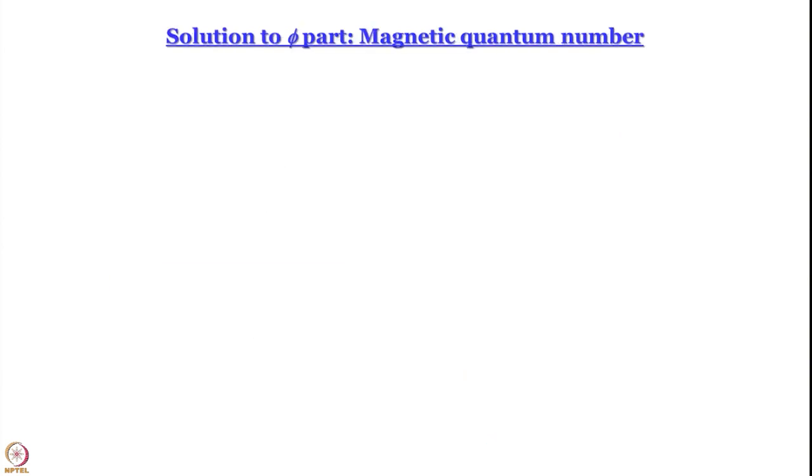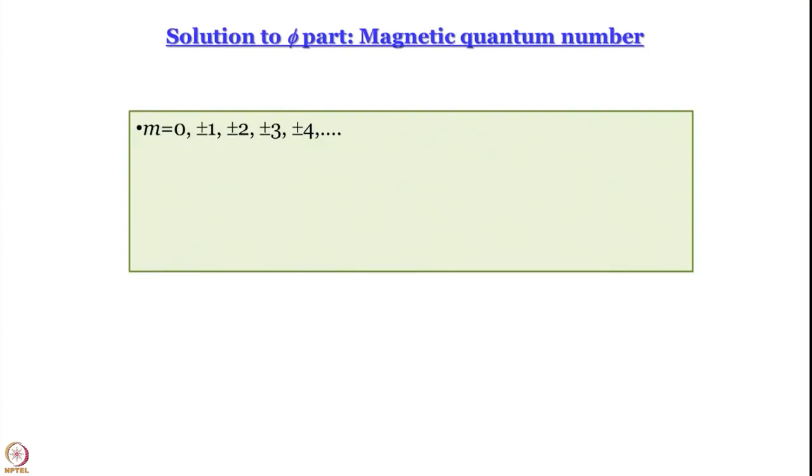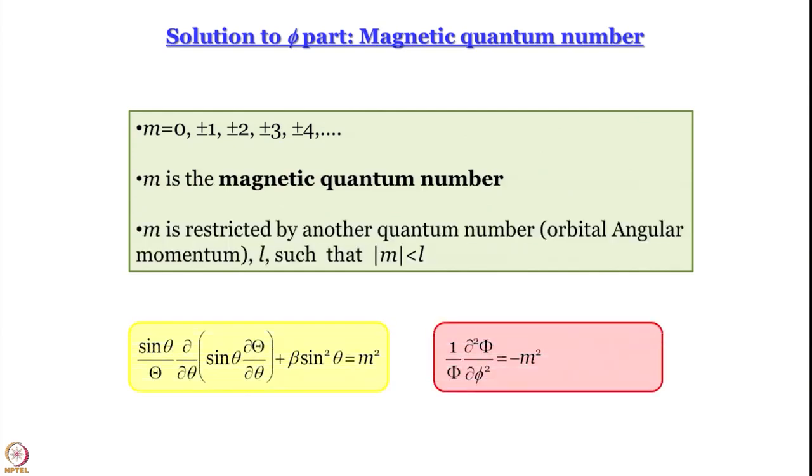Okay. So, solution of the phi part gives the magnetic quantum number. As we learned from the rigid rotor, m can take up values of 0, plus minus 1, plus minus 2, plus minus 3, plus minus 4 and so on. We call it the magnetic quantum number, and now we talk about the restriction. It does not really go up to plus minus infinity. m is restricted by another quantum number, the orbital or azimuthal quantum number small l. Remember small l came in the Bohr treatment as well, the subsidiary quantum number. So, m is restricted by another quantum number such that the magnitude of m is less than l.